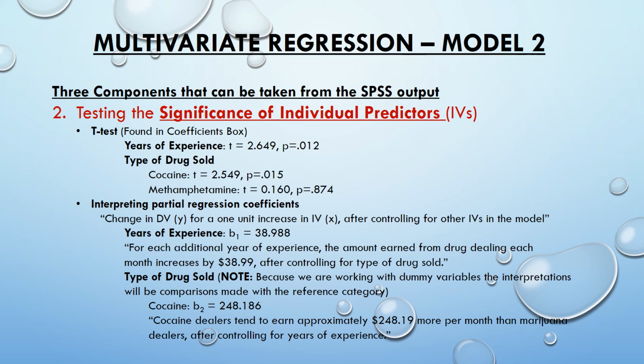So the 248.19 was from the actual B2 coefficient being positive. And then the comparison was to the reference group, which is the one that we left out, which was marijuana. All right, let's go ahead and move ahead.